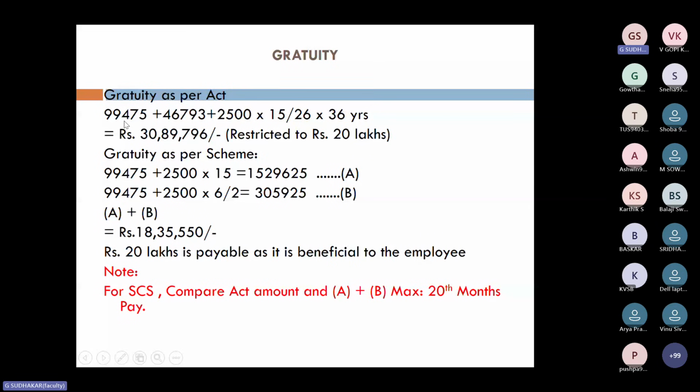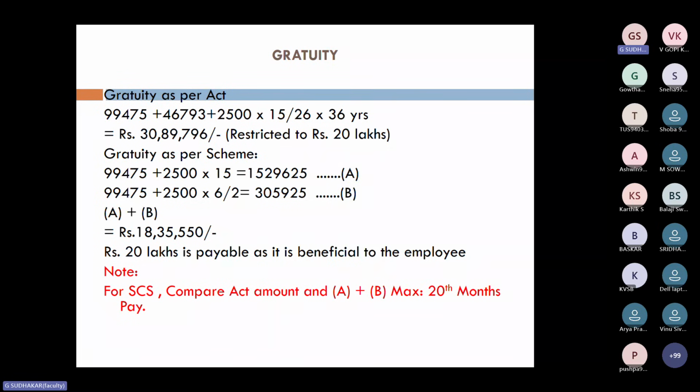Here I have mentioned basic, FPA and I have calculated DA, but in your working problem for the examination, you need not work like this. They will give the gross salary is so and so. And he worked, and his retirement, he aged about 36 years. Calculate the gratuity payable. You have to calculate as per Act. You have to calculate as per scheme. Whichever is beneficial, you have to mention.